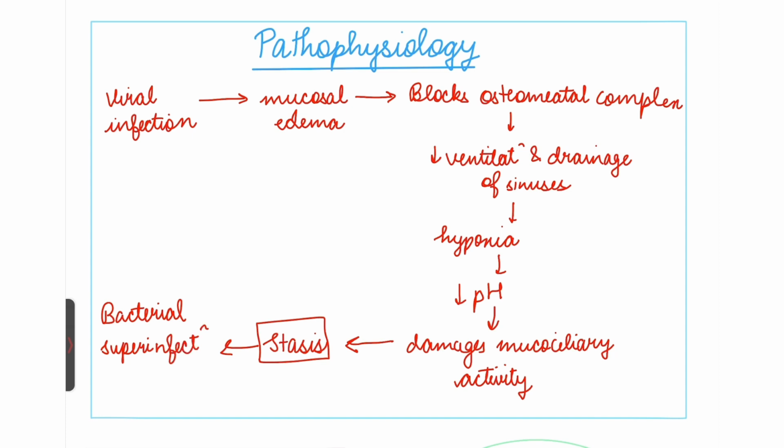Here I'd like to tell you an important point: in bacterial acute sinusitis, we will be able to see a pattern known as double sickening. What is this double sickening? Initially, the patient will have a milder phase of viral infection, and later he will have a bacterial superinfection and his condition deteriorates.